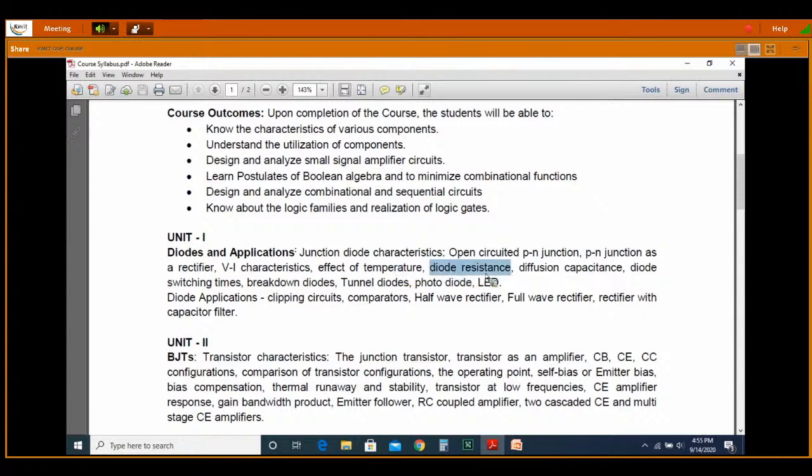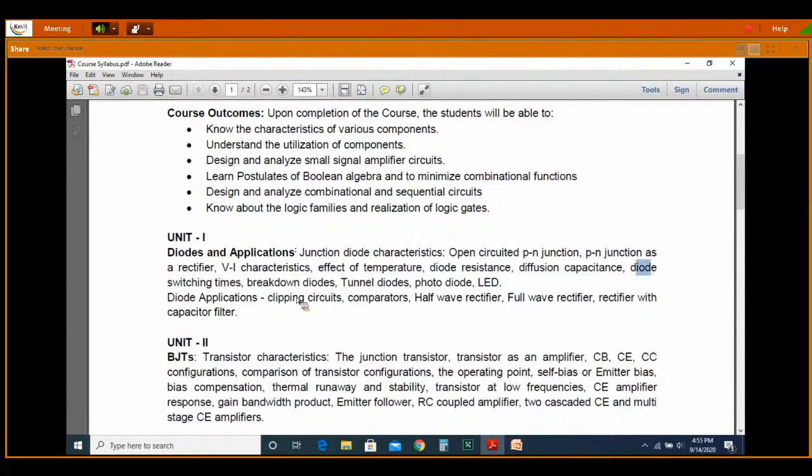Then we have seen the diode resistances, two types of resistance: static resistance, or the DC resistance, and dynamic resistance, or the AC resistance. Then we started discussing the diffusion capacitance and the transition capacitance. Diffusion capacitance is seen in the forward bias, because majority charge carriers diffuse from one region to another region. That's why it is called diffusion capacitance. The transition capacitance you can see in the reverse bias. The transition capacitance is very large compared to the diffusion capacitance.